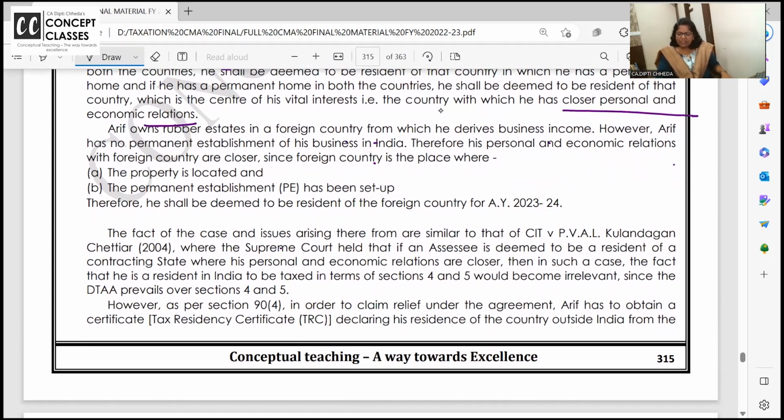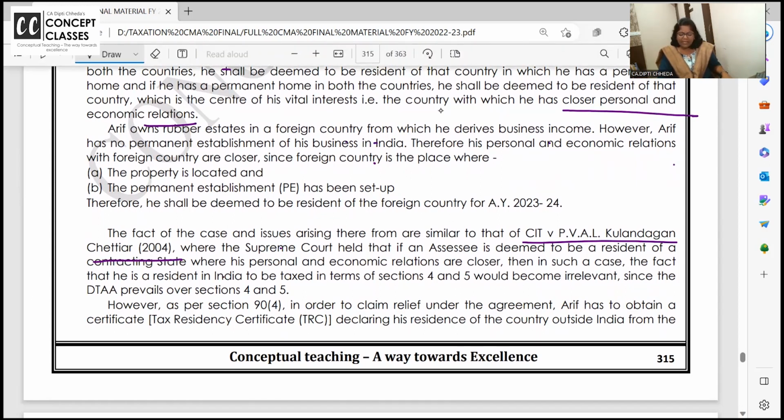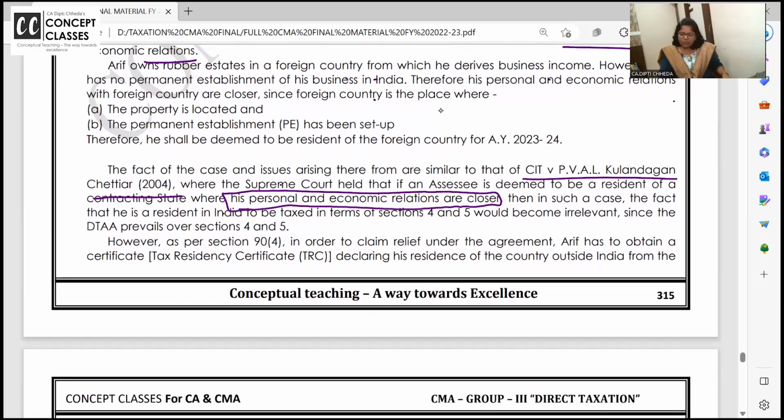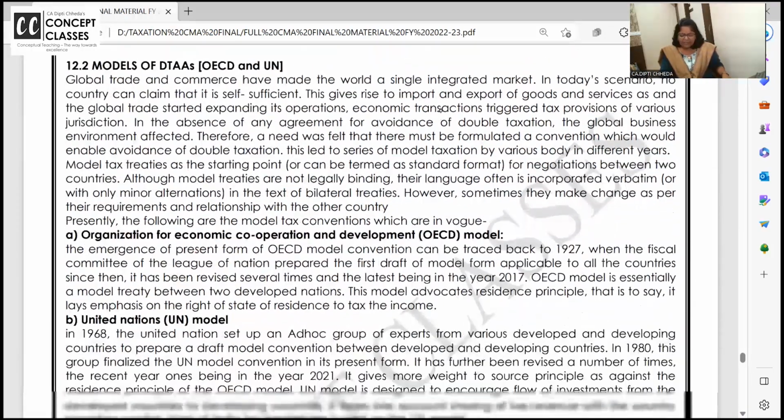Fact of the case and issues are similar. CIT versus Kulandagan Chettiar, ये केस है सुप्रीम कोर्ट का. There, the assessee is deemed to be resident of the contracting state where his personal and economic relations are closer. Okay. So to conclude, Arif is not liable to pay any tax in India.